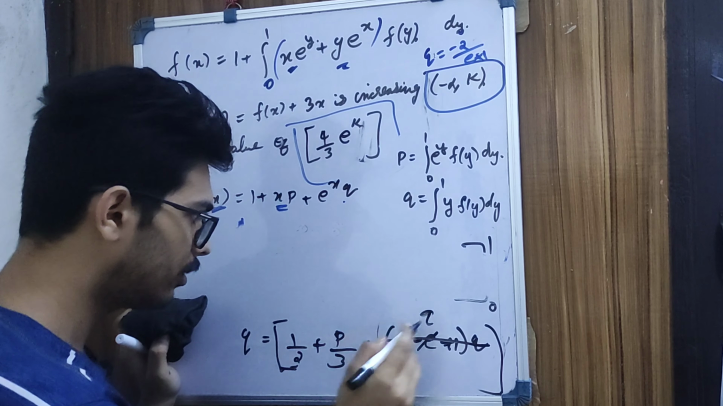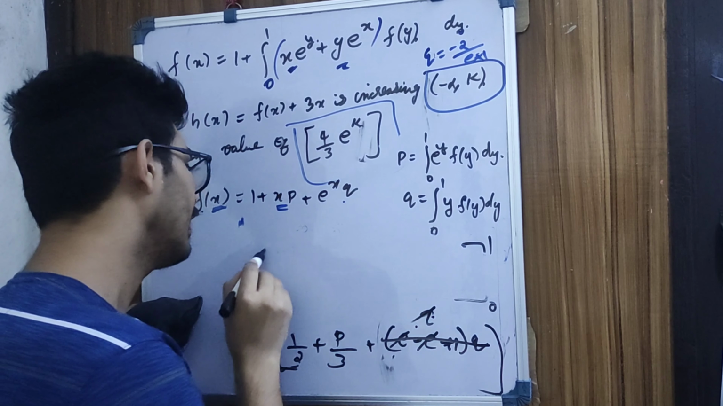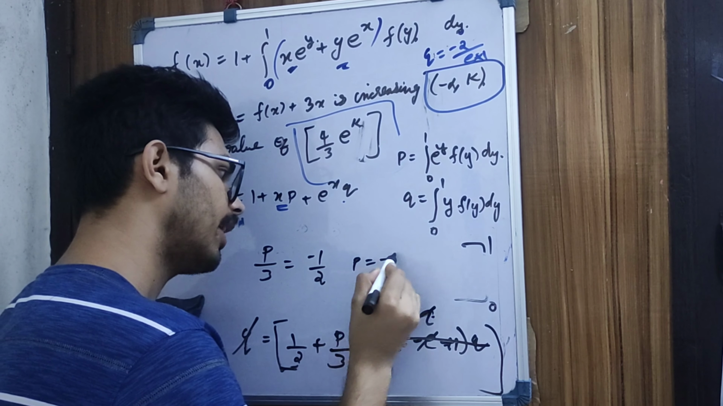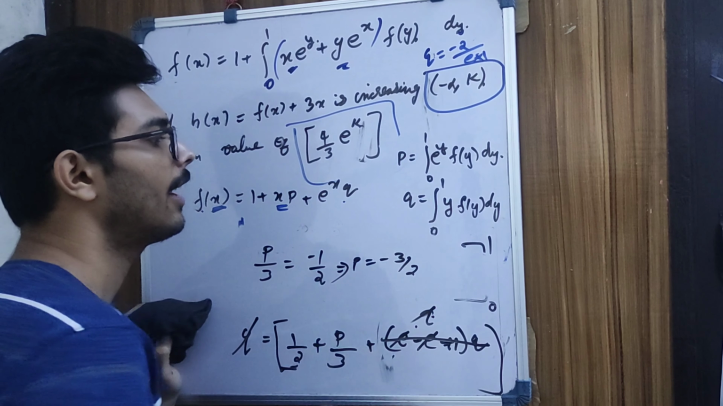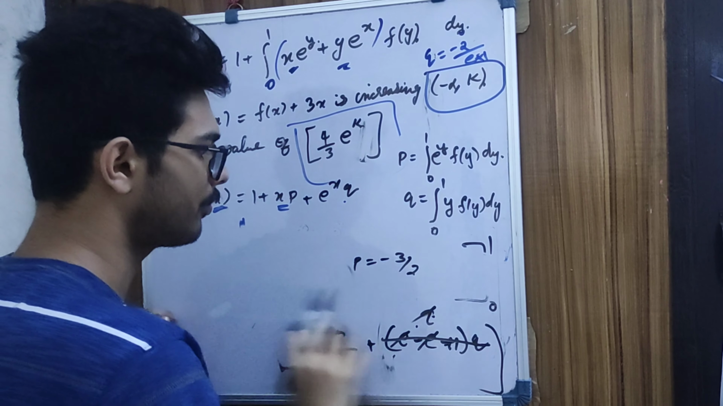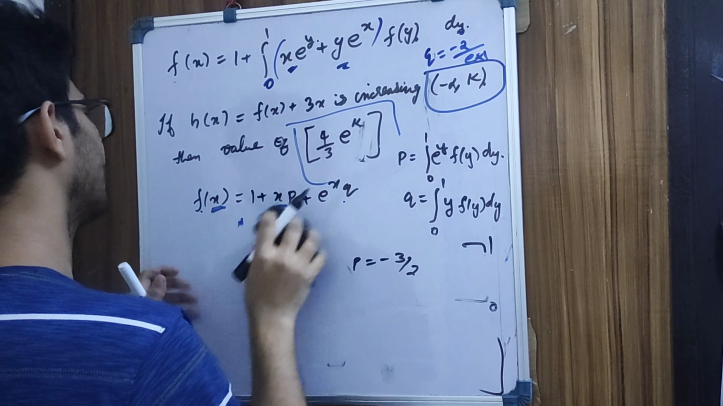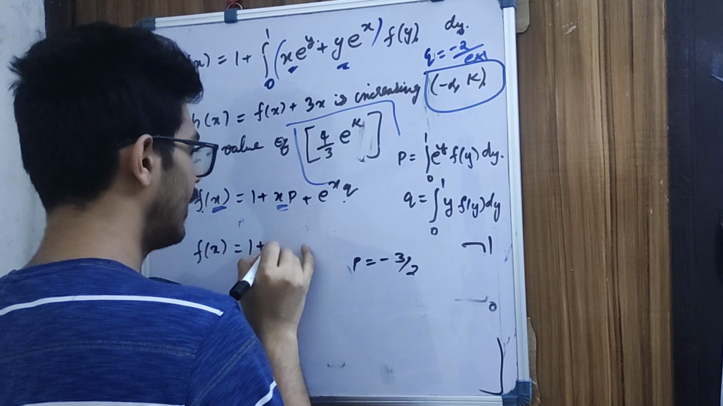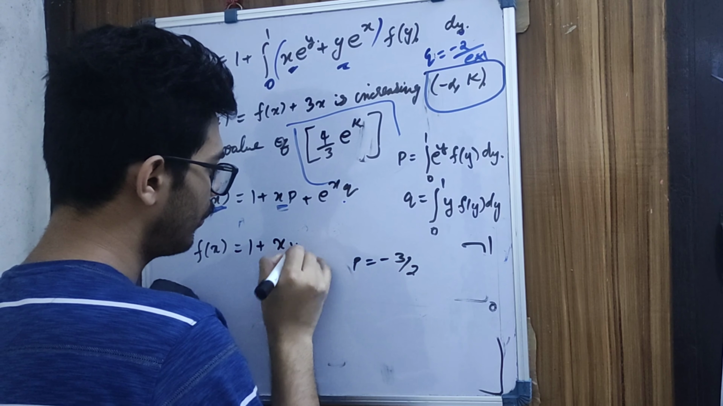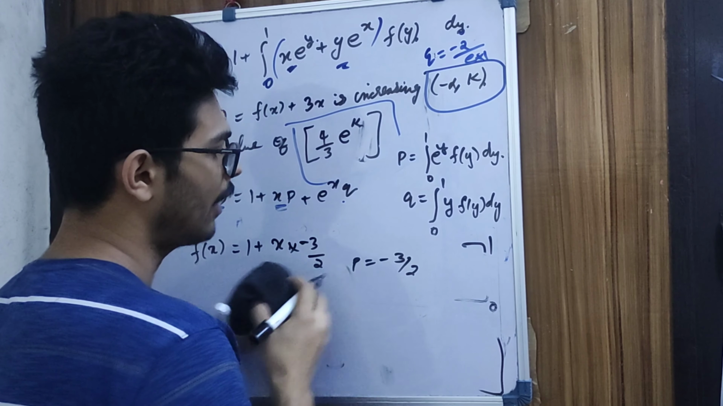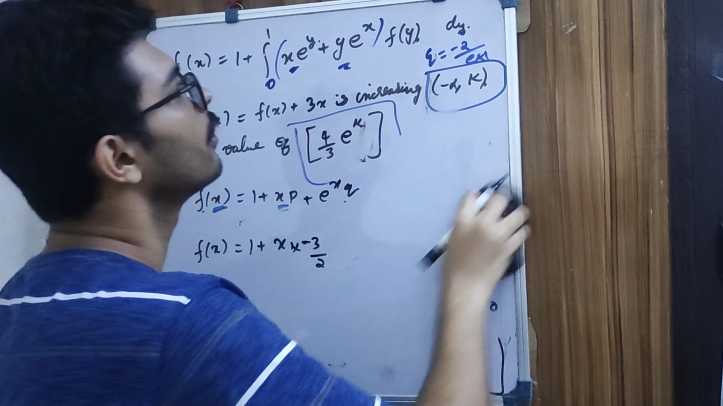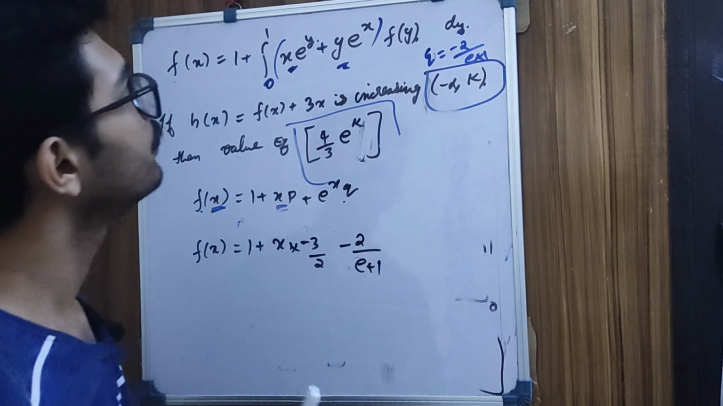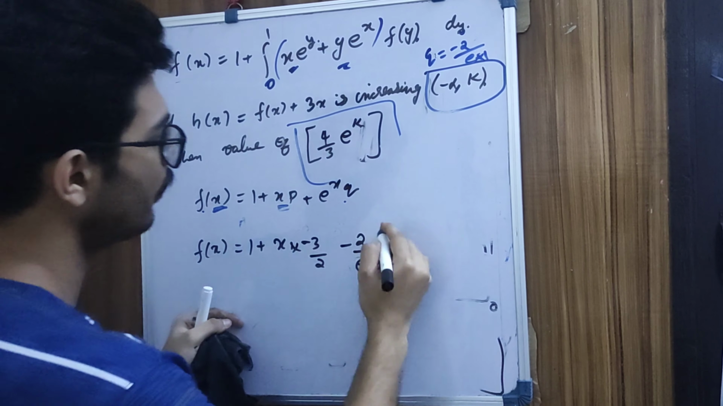And I am cancelling this 2 from both the sides. Then we finally get p by 3 equal to minus 1 by 2 and p equal to minus 3 by 2. And finally I have got the value of p and q. So I can write the f of x as f of x equal to 1 plus x into, what is the value of p? Minus 3 by 2. And what is the value of q? Minus 2 by e plus 1 into e raised to x.